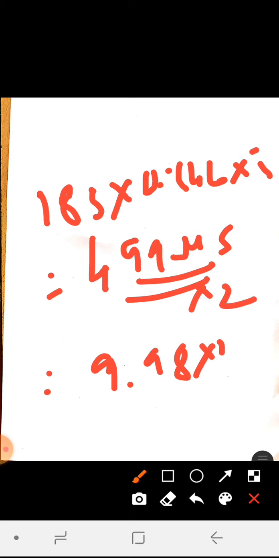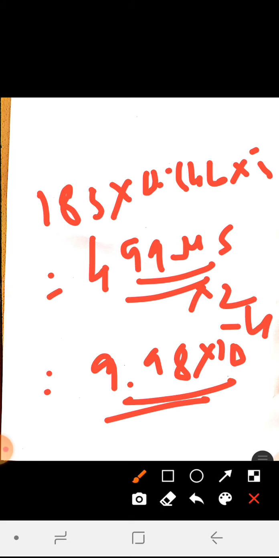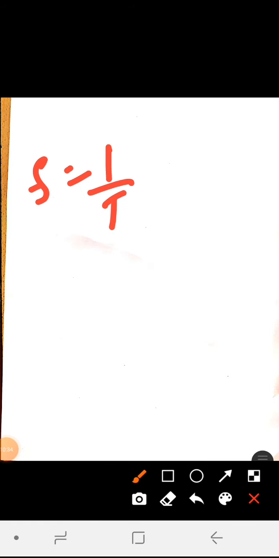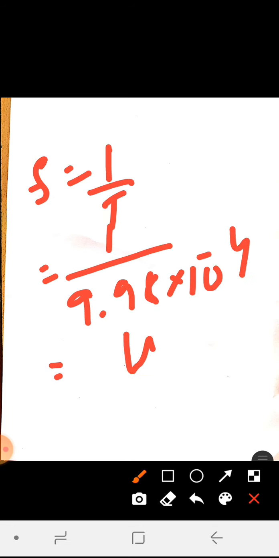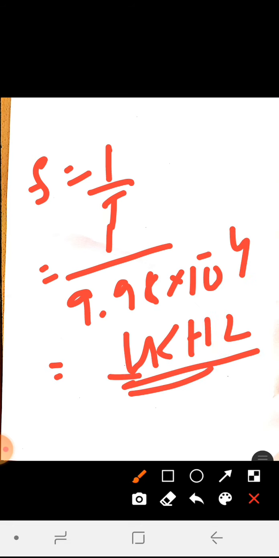If you go for both higher and low, then it will be into 2, which gets you 9.98 into 10 power minus 4. So frequency is equal to 1 by t, which is equal to 1 divided by 9.98 into 10 power minus 4, which gets you 1 kilohertz. This was what we were supposed to do, that we have to generate a square wave with the frequency 1 kilohertz.